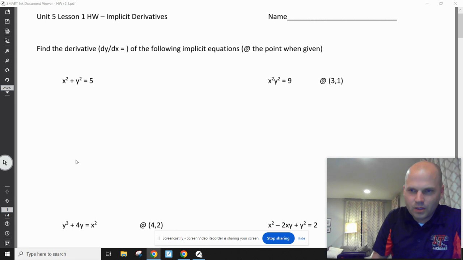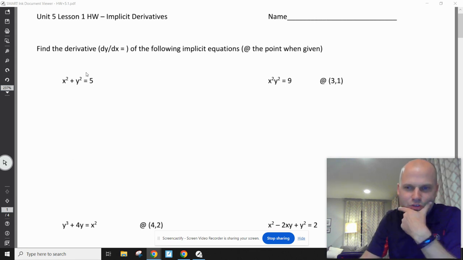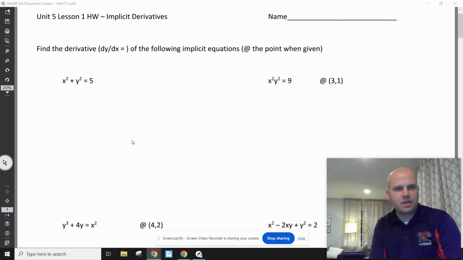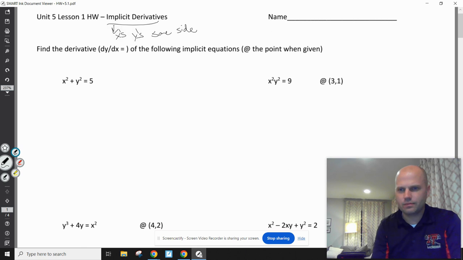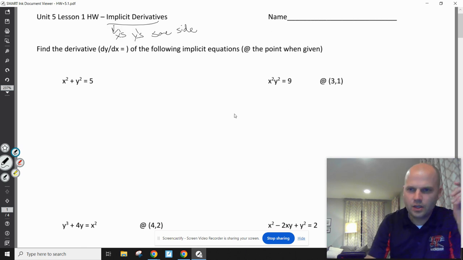Okay. Cool. So we're taking implicit derivatives. We're looking at slopes of these implicit curves. What does it mean to be implicit? It means you have x's and y's on the same side. So implicit curves are like x's and y's on the same side. We have these circles, ellipses, crazy things.